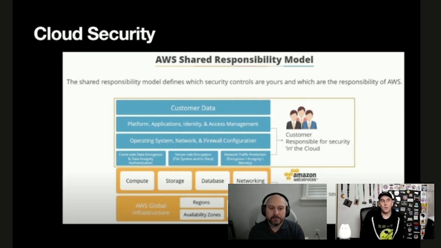So in the AWS shared responsibility model, the customer is responsible for their data, their platform applications, identity, access management, operating system, network, firewall, and configuration. All that stuff is the responsibility of the customer, whereas AWS is providing the compute, storage, database, and networking, regions, availability zones, and edge locations for all their infrastructure, and the security to keep all of that running. So the customer isn't running around worrying about whether or not AWS data centers are secure. Instead, they can focus on all the stuff up at the top.